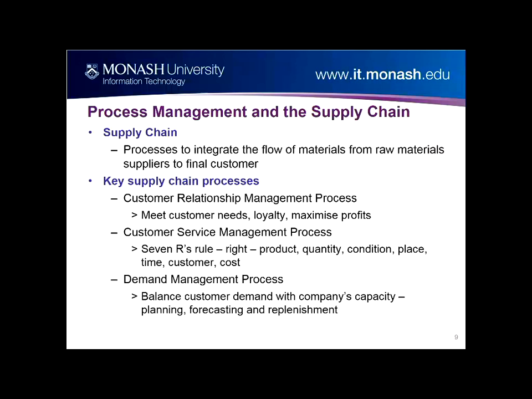You have a supply chain where you look at the processes to integrate the flow of material. From a supplier of raw material, it goes to the production unit, and then eventually becomes a final product and goes to your customer. The whole thing is known as a supply chain. Within the supply chain, you then have key supply chain processes. What are the key supply chain processes?